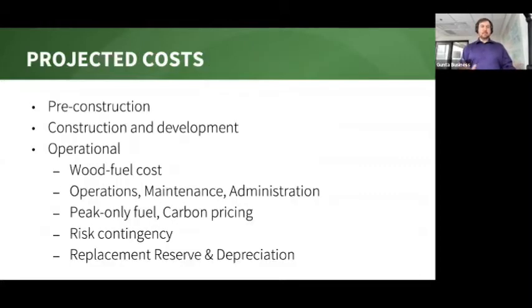So, and please interrupt me now if you want to. This is kind of a natural break. We're moving into projected costs.